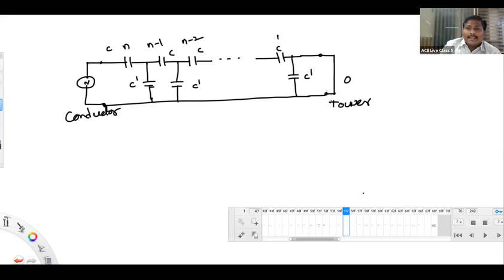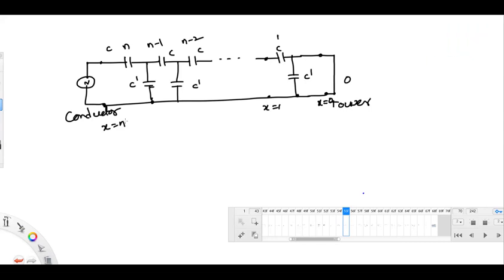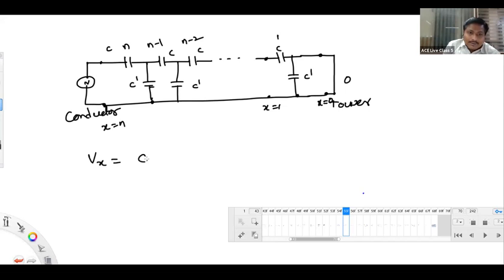Now this is x equals to 0, you assume, and this will be x equals to 1, x equals to 3, and so on up to this point x equals to n. Yes, sir. It is looking like a distributed model, na? You have the voltage at any point x equation: cosh gamma x into VR plus ZC sinh gamma x into IR.